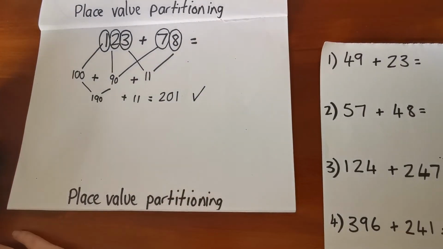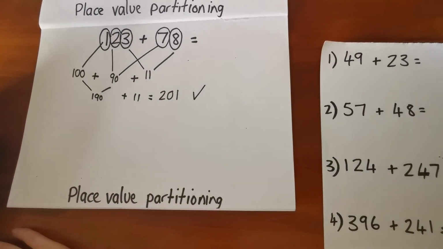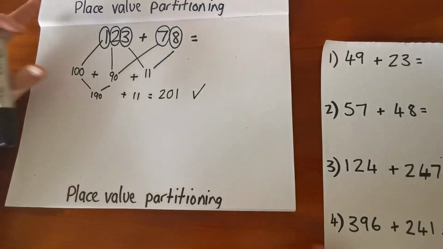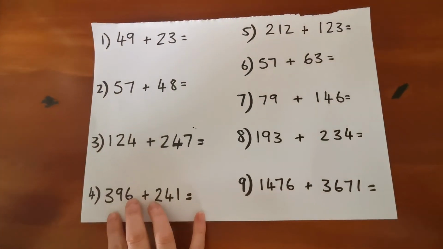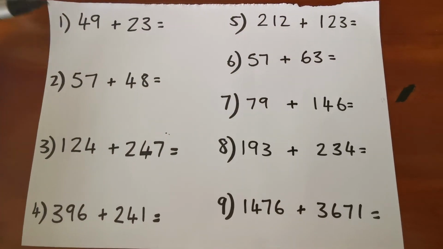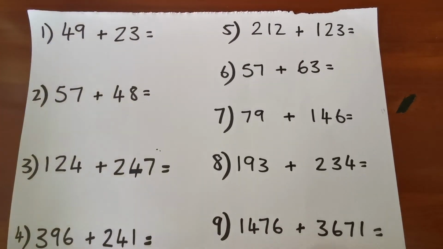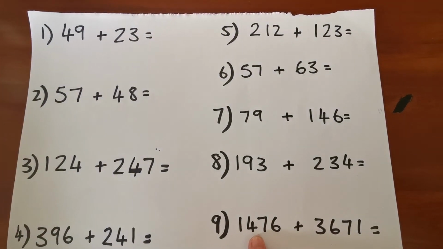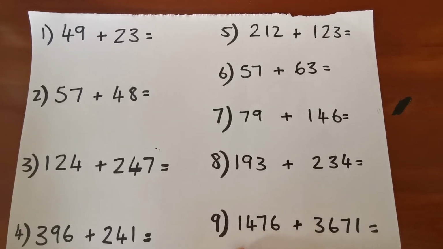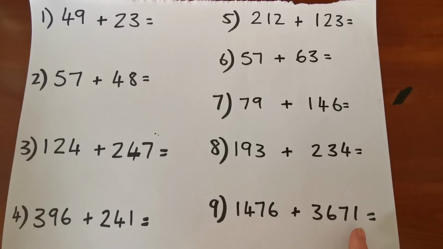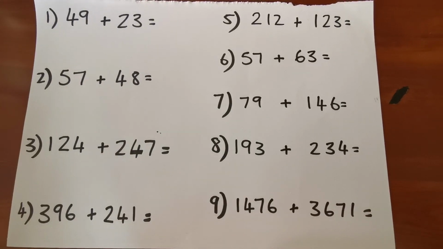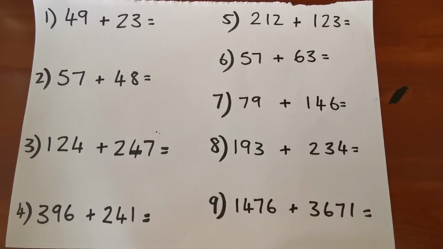Yay! So what I've done, Sophia, for you is I've written up 9 questions for you to try. So these are the questions here. And as you can see, some of them have 2-digit numbers, and some of them, like the one down here, has 4 digits. But like I said before, it doesn't make it any harder, so don't be worried about the bigger numbers. Just make sure that you're adding up the same numbers from the same place value column.